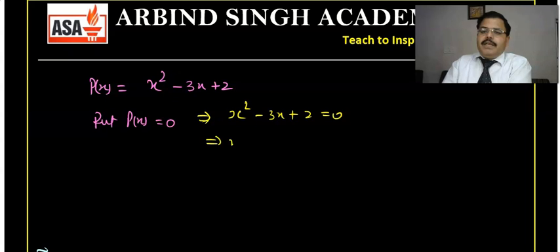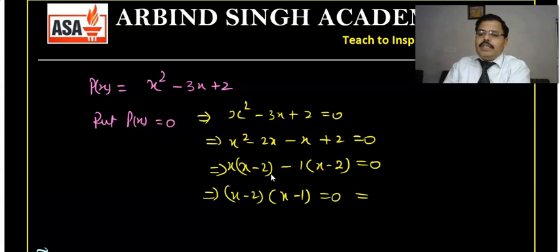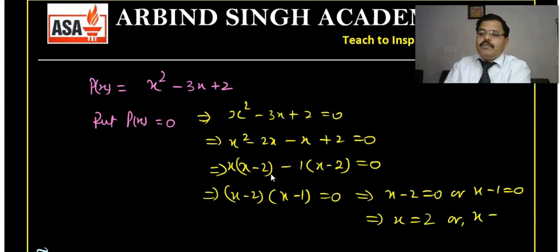And this further can be written as x² - 2x - x + 2 = 0. So we can write x(x - 2), taking x common from these two, and if I take -1 common, then (x - 2) will be there. Since the negative sign has been taken common, inside the bracket the sign will change, and that will come as (x - 2)(x - 1) = 0. So either x - 2 = 0 or x - 1 = 0, and this implies x = 2 or x = 1. These are the two zeros of the polynomial.